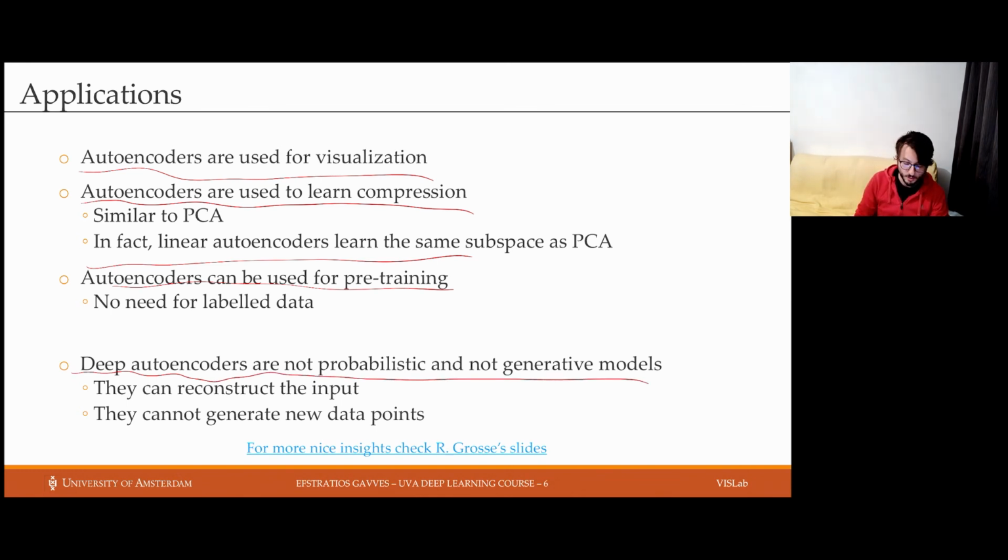What is important to realize is that autoencoders are not probabilistic and not generative models. So of course we can try to put in our code new coordinates, so new types of input, but we're not guaranteed to generate anything meaningful. Most probably we're going to get very patchy types of generation. So again, they are not probabilistic and they're not generative. They can reconstruct the input, but they cannot really generate new data points. For this, we need variational autoencoders that we're going to be discussing in the following sub-lectures.